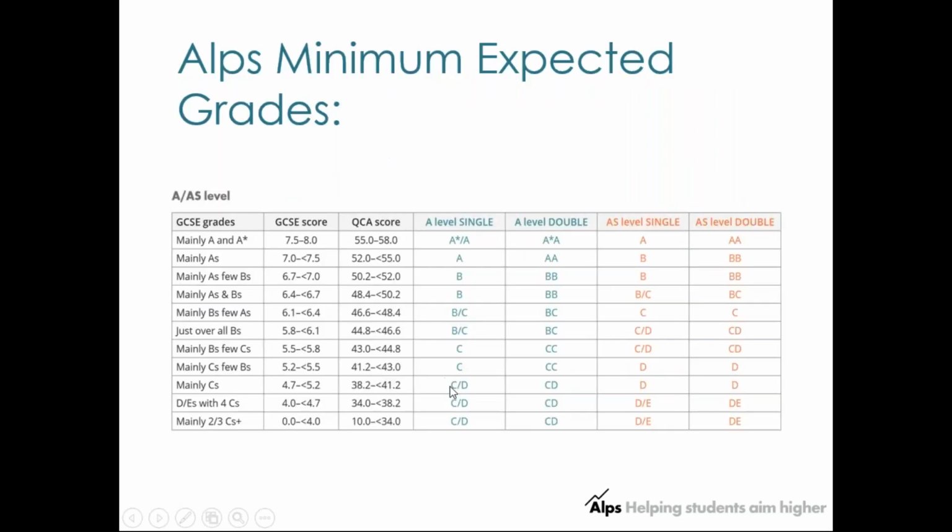And there are all of our minimum expected grades. You can see the prior attainment. You can see that we've given the equivalent QCA score, although when you give us your prior attainment data, we need it in this format here, the GCSE point score. And you can see the targets at A level, double A level if you're still doing any of those, and ASs, but we do appreciate that they are becoming fewer and fewer as we go through.